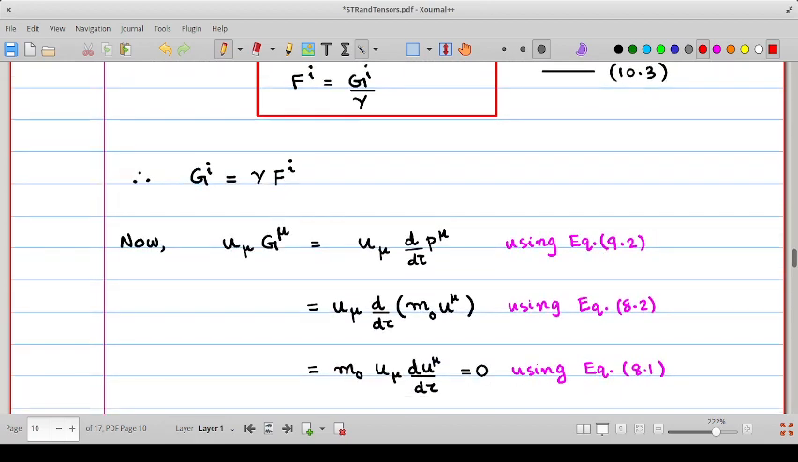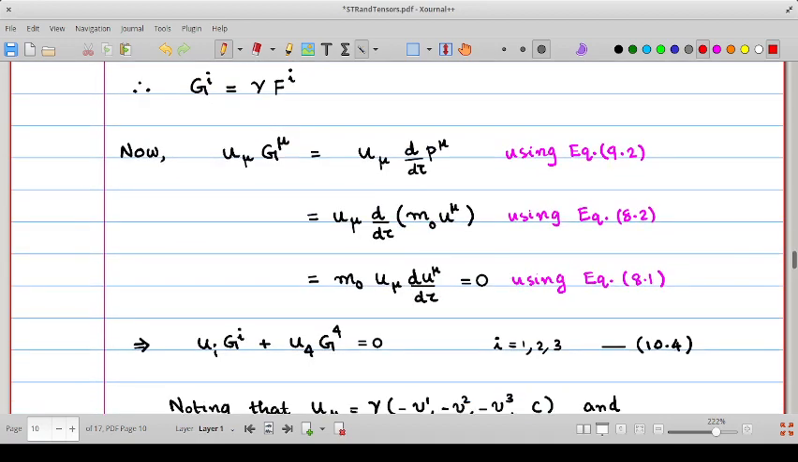Now we come back to our earlier relationship, which says that u mu d u mu by d tau equal to 0, and use this to arrive at the quantity u mu g mu. So we see that u mu g mu is equal to u mu then d by d tau p mu. Now this p mu can be written as m0 u mu.